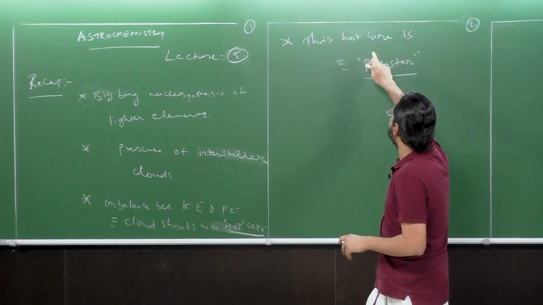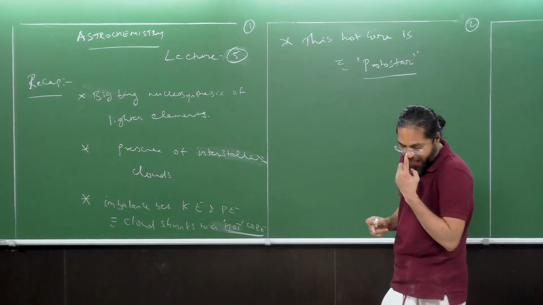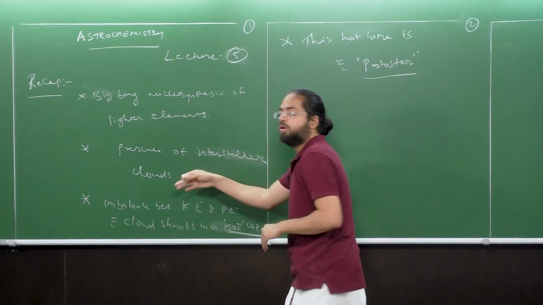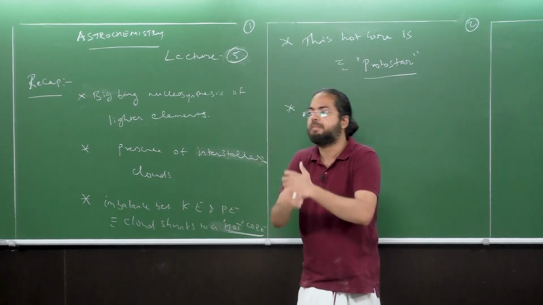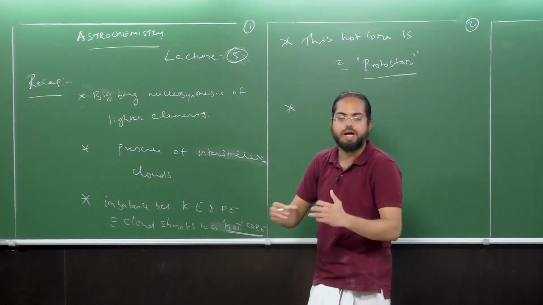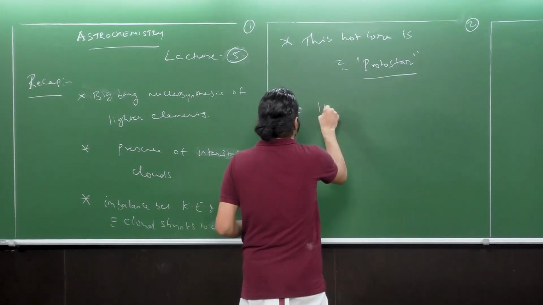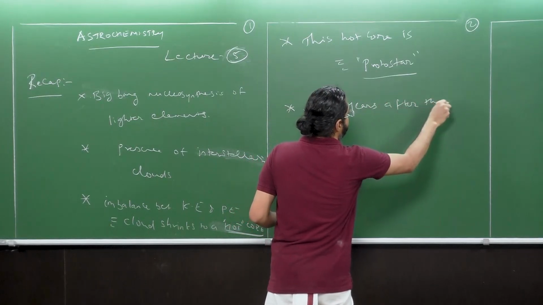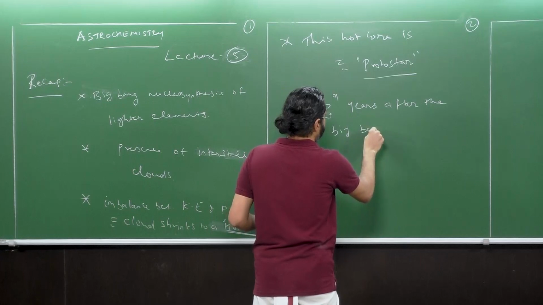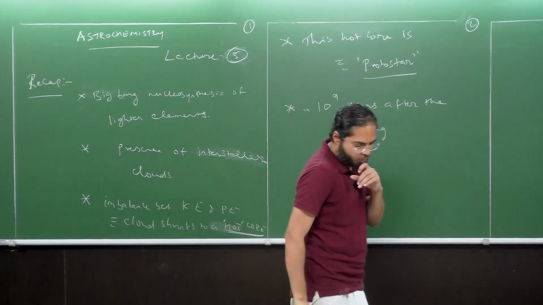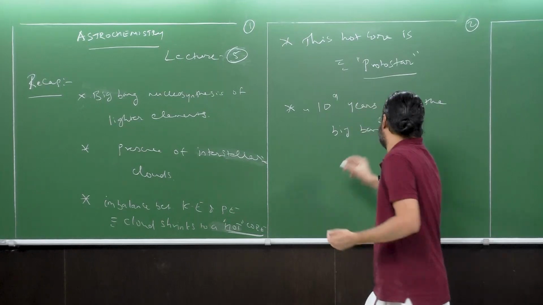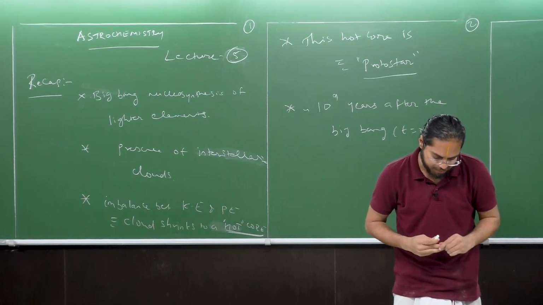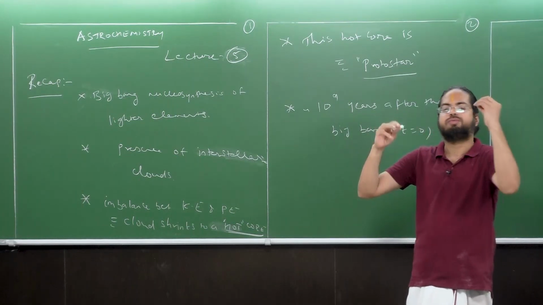So this hot core is what is called a protostar, and starting from the Big Bang itself, this whole process, for the entire imbalance between the kinetic energy and potential energy to play out, it takes approximately 10 to the power 9 years after the Big Bang. So after t equals 0, I'm talking about t equals 0 as defined as the starting point for the Big Bang. So we have this very hot core.